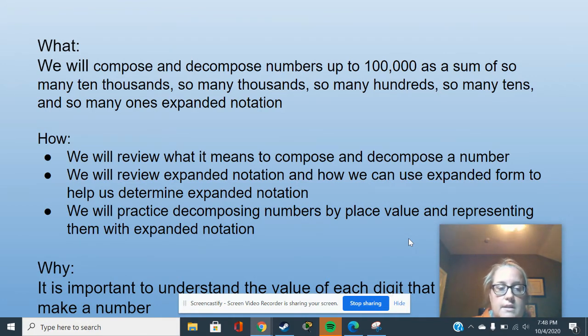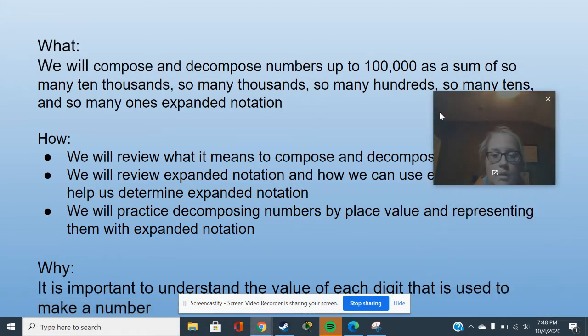How are we going to do this? Well, the first thing we're going to do is review what it means to compose and decompose a number. We are going to review expanded notation and how we can use expanded form to help us determine expanded notation. We are going to practice decomposing numbers by place value and representing them with expanded notation and place value disks. Why are we going to do this? Well, it's important to understand the value of each digit that is used to make a number.